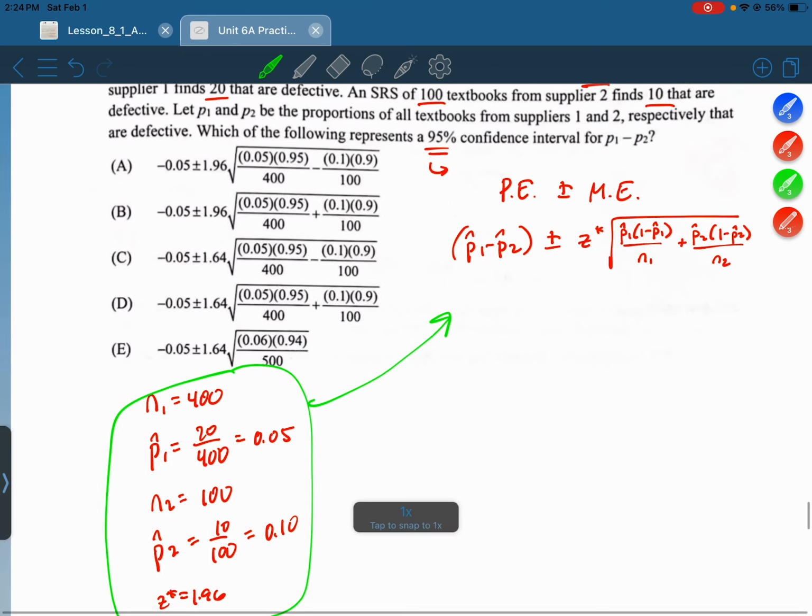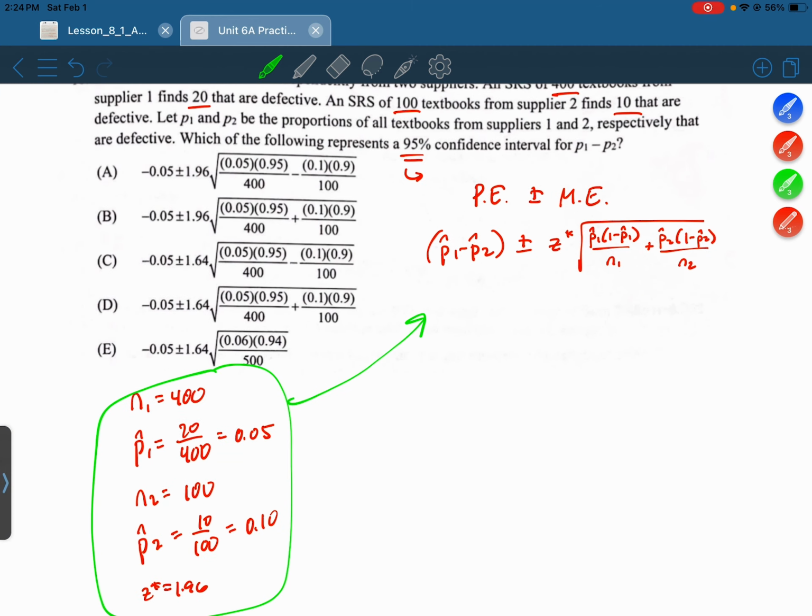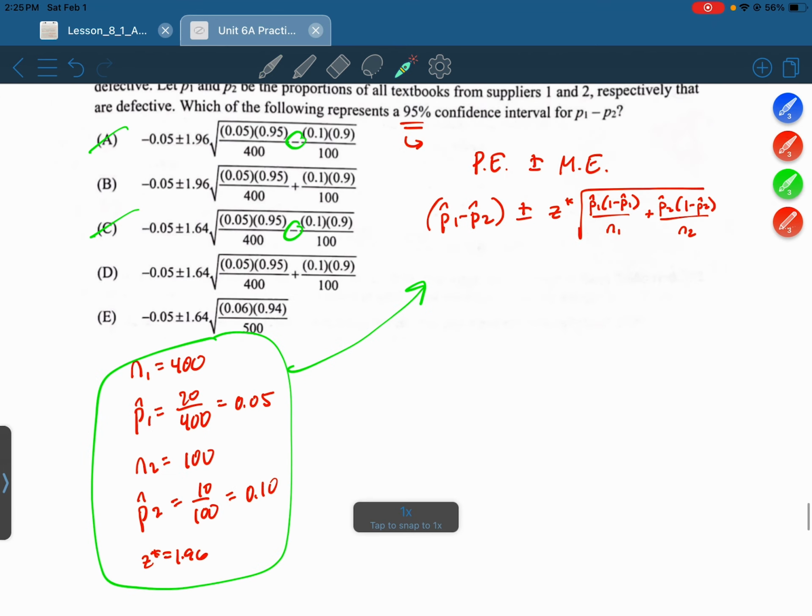Now, I'm looking at the answer choices here, and I can already see that there's a couple that don't really fit the structure of what we're trying to accomplish. Like, I see a minus sign here and here, so I know those can't be right. This choice E here only has one term in it, and there should be 2 terms, so I know that one can't be right. And then also I see that choice D has the wrong critical value, 1.64, so I know that one can't be right. So I don't even have to plug in any of the numbers. I can just tell that B has to be the correct answer.